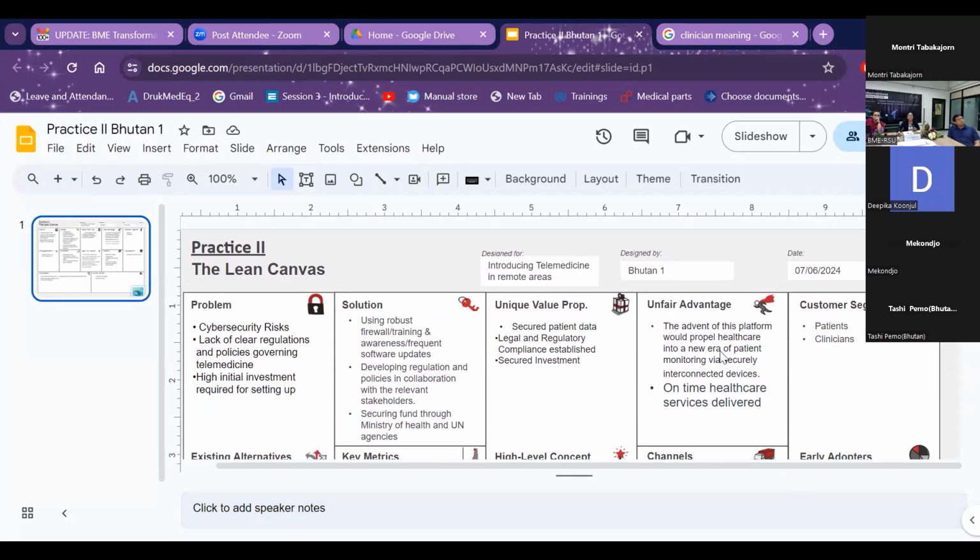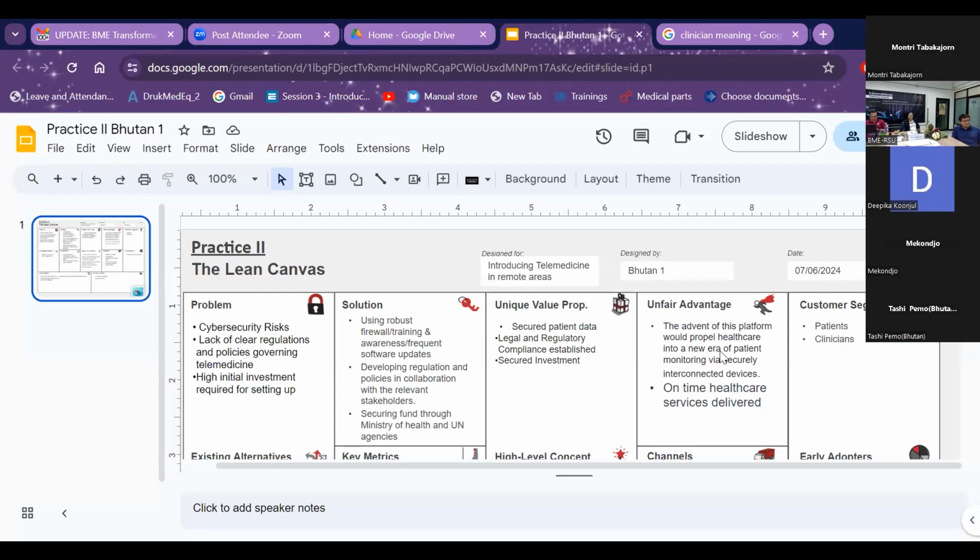Hello. Greetings to everyone. This is 5th group, Bhutan 1, and our topic was introduction of telemedicine in remote areas, remote parts in Bhutan. As you all know, telemedicine refers to the provision of remote clinical services via real-time two-way communication between the patients and healthcare providers.